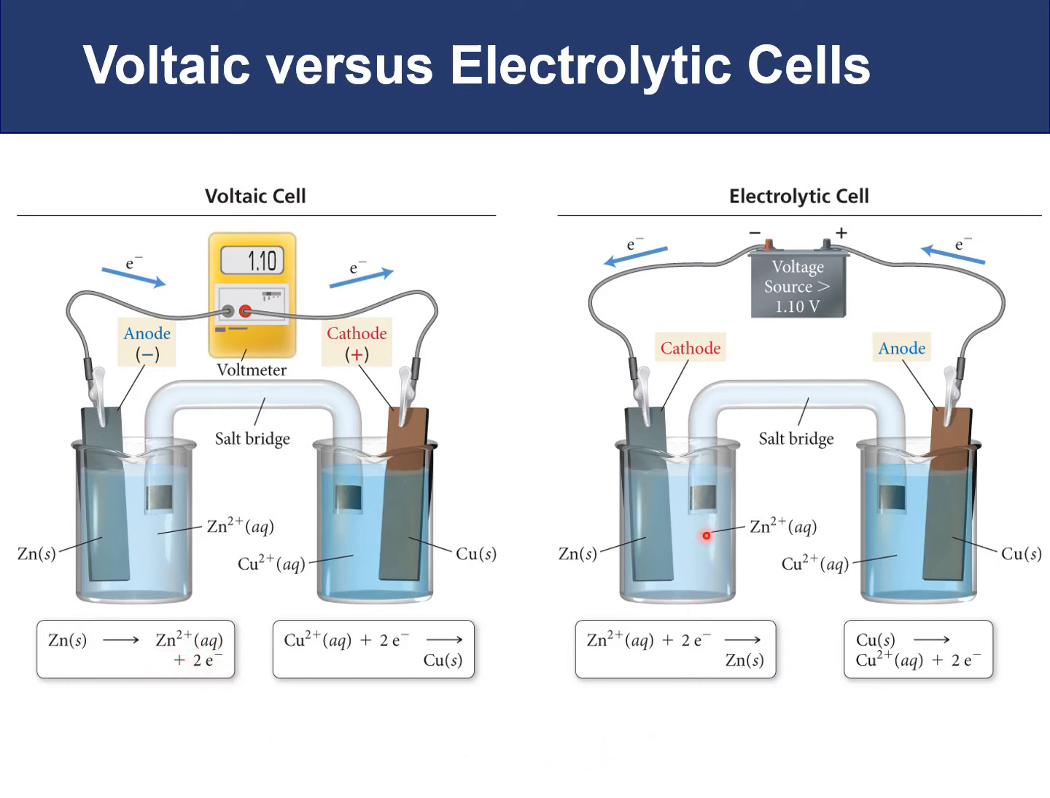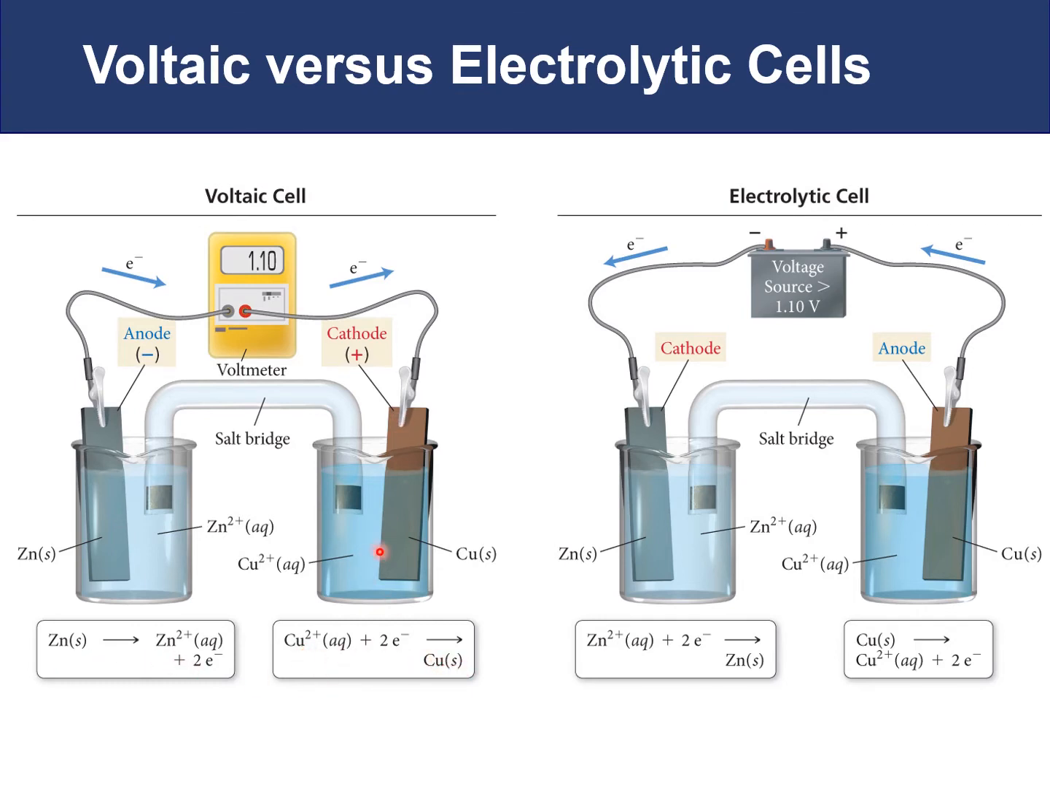And in the electrolytic cell we also have zinc. The difference between them is the directionality of the reaction. So a voltaic cell is one that produces a voltage, right? You have the zinc going to zinc 2 plus and the copper 2 plus going to copper.